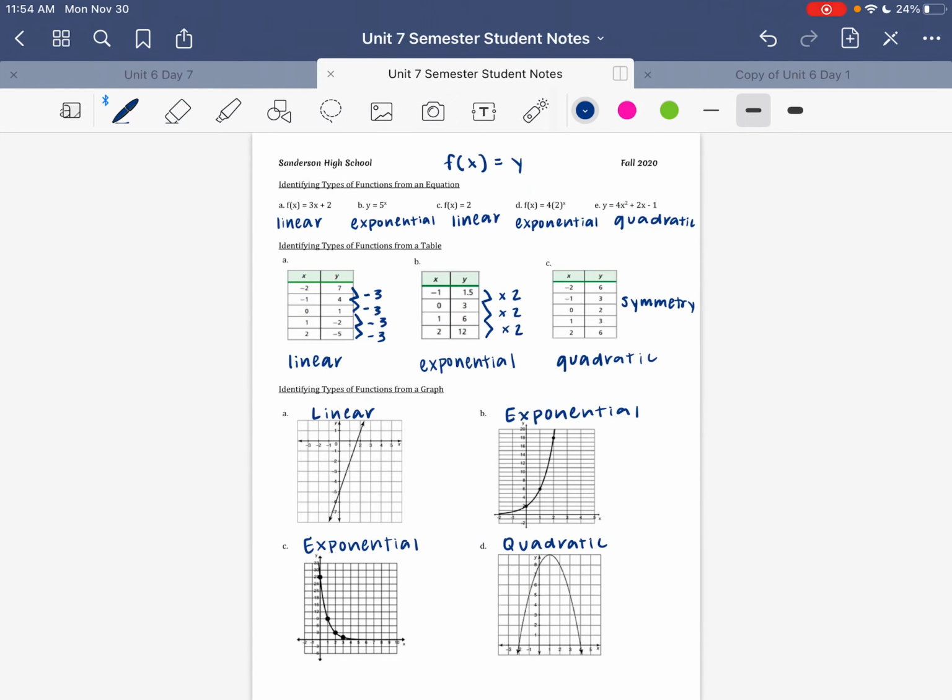The activity that you do to practice this will count as a quiz grade, so make sure you do that. Ask your teacher if you need some help, but it's a Desmos activity and should be a great quiz grade for you guys to get some practice and also boost your quiz averages.